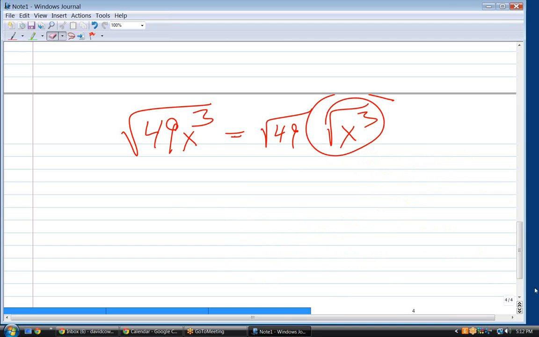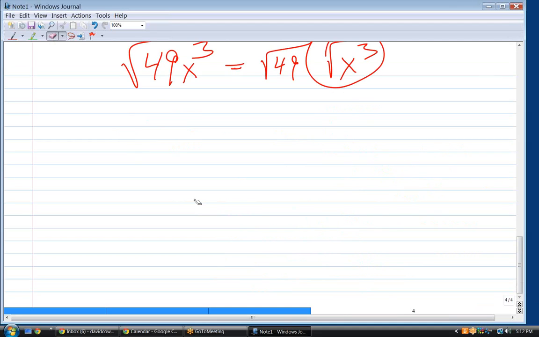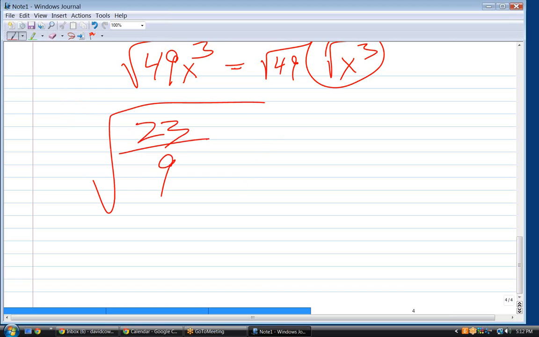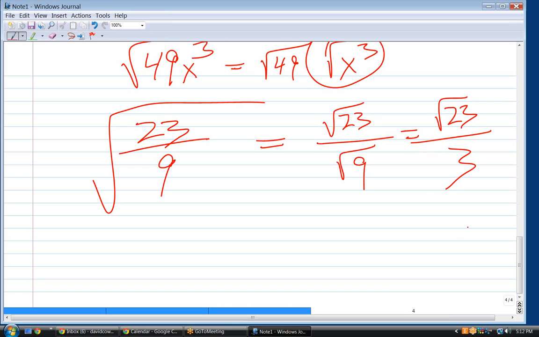So after a similar problem like that, it starts getting into fractions. Okay. So like the square root of 23 over 9. So break this into two fractions. So that, I don't know. Square root of 23 over the square root of 9. Okay? Which one of those can you simplify? 9 becomes 3. There's your answer.